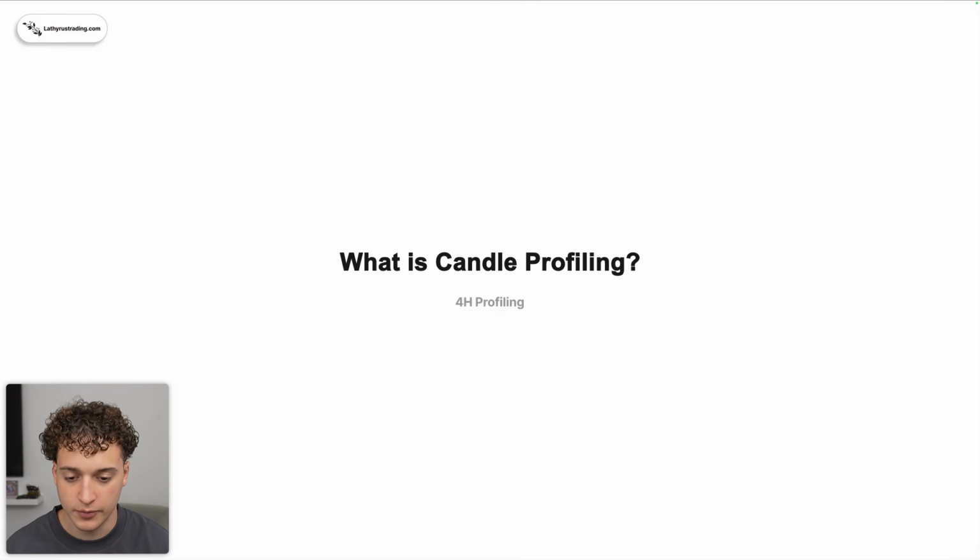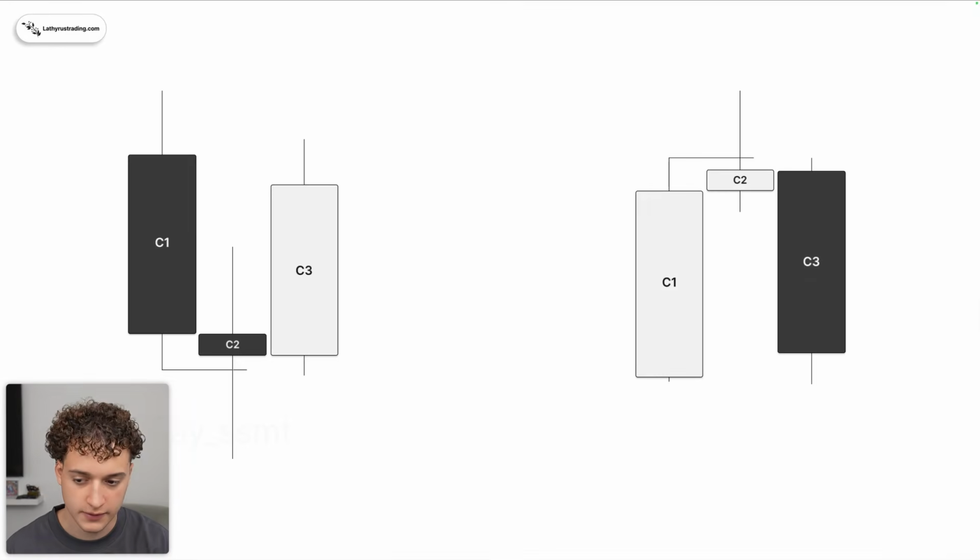So what is candle profiling, right? We're actually going to dive into the very foundation of candle profiling, so let's get right into it. So candle profiling's foundation stems from candle closures like C2 and C3 closures. So right here we're going to be talking about C2 closures.